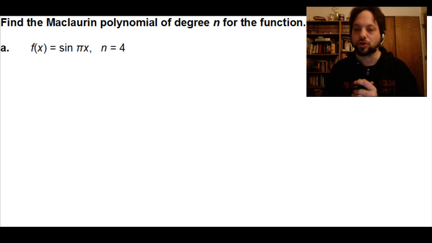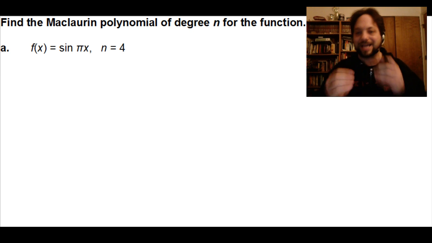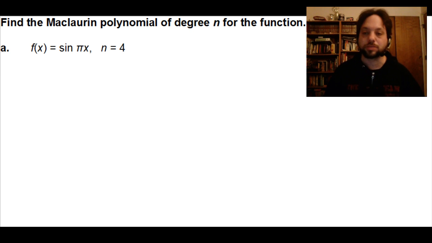Because it is a Maclaurin polynomial, it's assumed that we want this polynomial to be centered at x equals 0. So the hardest part of all this really is that we just need to find a whole bunch of derivatives. So why don't we just go ahead and start that off right here. We have our original function f of x.